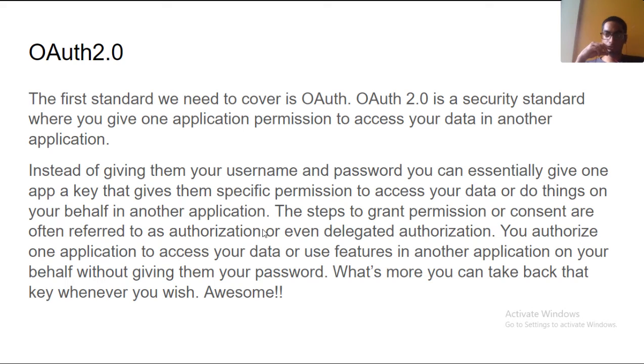The first standard that we will be covering is OAuth 2.0. OAuth 2.0 is a security standard where you give one application permission to access your data in another application. That's it. Very simple. OAuth 2.0 is just a standard where you give one application, any third party application or any application, permission to access your data in another application.